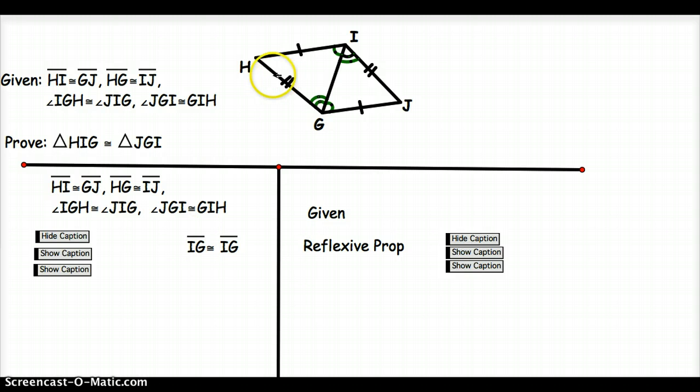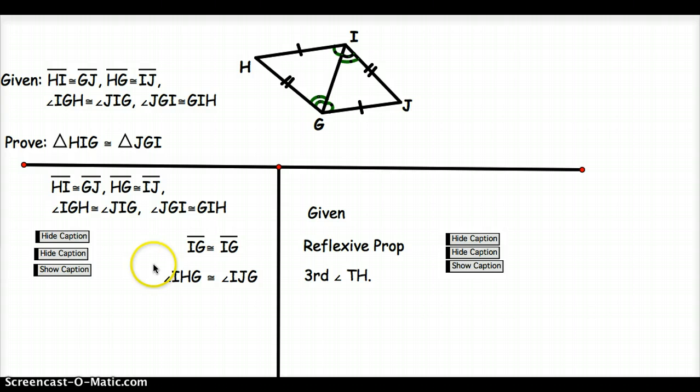Now we need to prove that angle IHG, or angle H, is congruent to IJG, or angle J. Well, what allows us to prove that? Hint, wink, wink, we just talked about it. That's right, the third angle theorem, because we know that this angle is congruent to this angle in this triangle, and this angle is congruent to this angle in this triangle. So two angles in one triangle are congruent to two angles in another triangle. If that's the case, then the other angles are congruent as well.